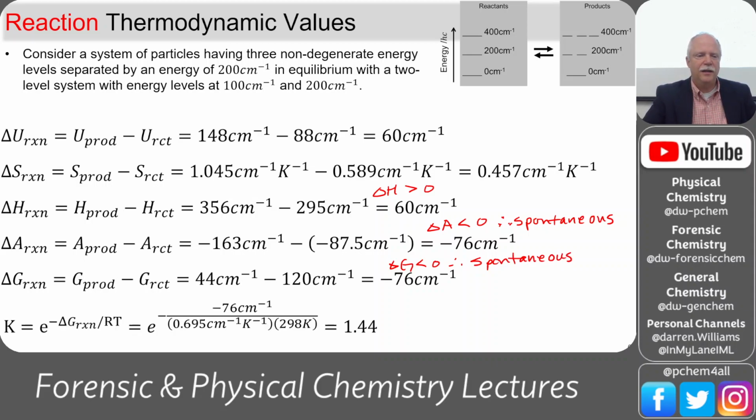And then we calculate the equilibrium constant, and we'll sort of derive this equation in a minute, but we have the delta G over RT, and then it's e to the minus that value. Again, if our delta G is in wave numbers, then we definitely want to use the wave numbers per Kelvin version of Boltzmann's constant so that all the units work out. And this is 1.44. So K is greater than 1. Therefore, spontaneous.